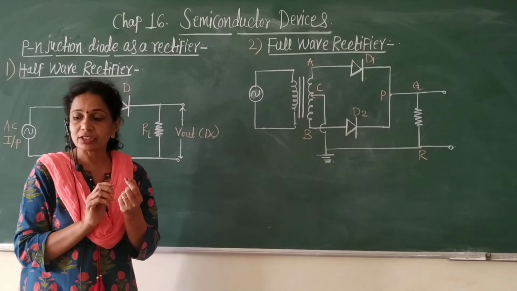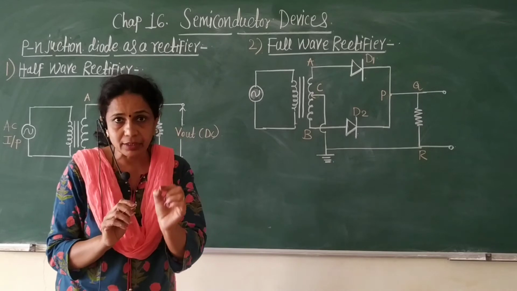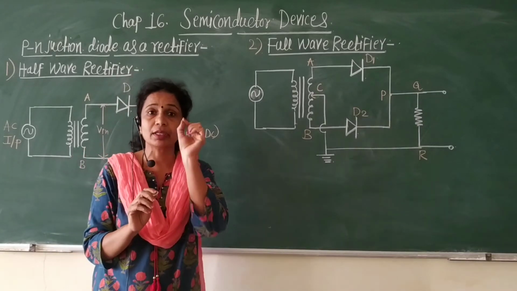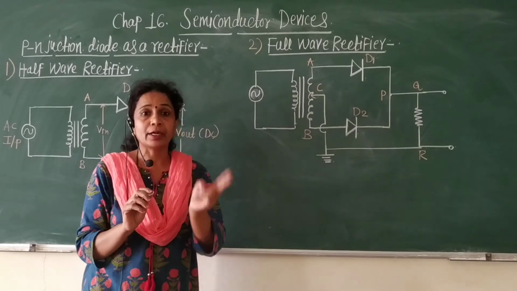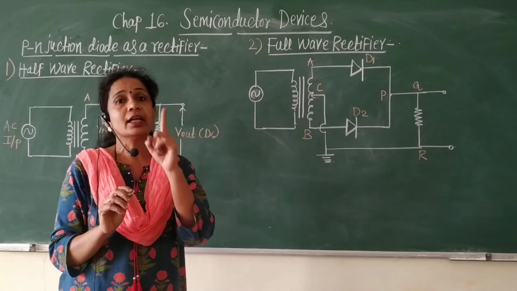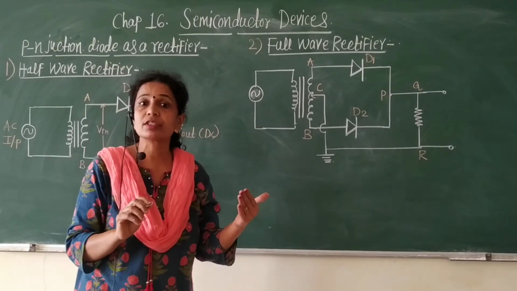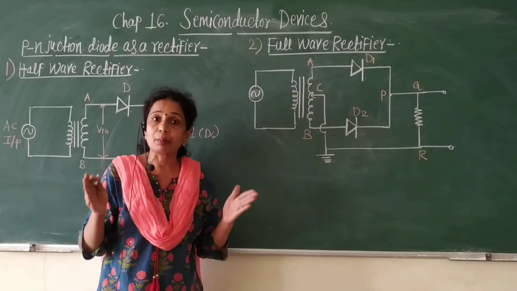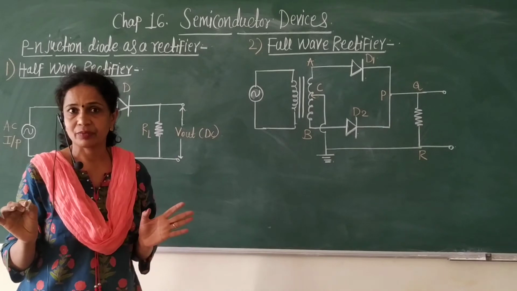What is the PN junction diode? PN junction diode is the semiconductor device. It is the two-terminal semiconductor device. It has two electrodes, anode and cathode, which allows the electric current in only one direction and which blocks the electric current in opposite direction or reverse direction.